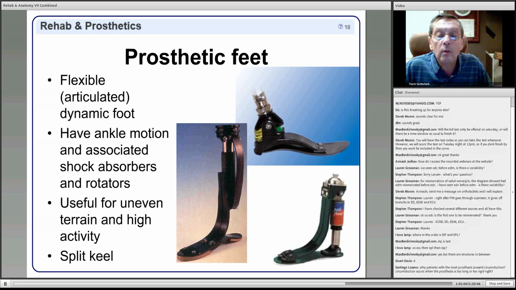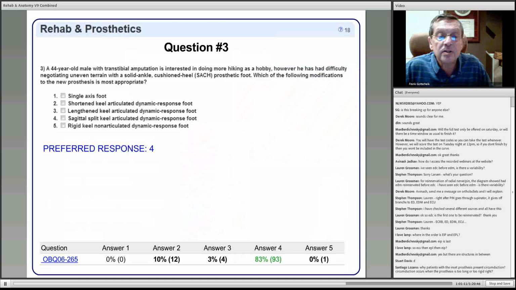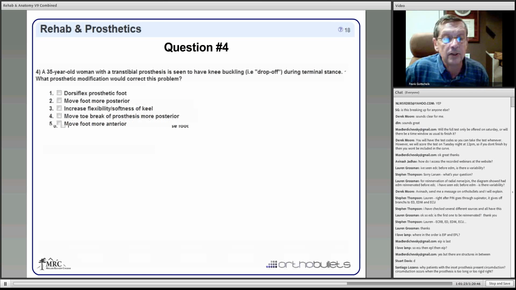Now, all these prostheses are useful for uneven terrain and for high activity, but the key here is the split keel for the uneven terrain. So the preferred response to the question was the sagittal split articulated dynamic response foot, number 4, and the majority of you got that answer correct.